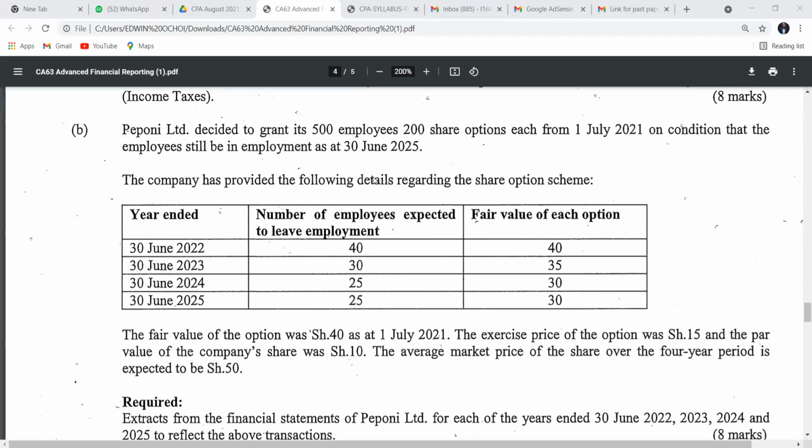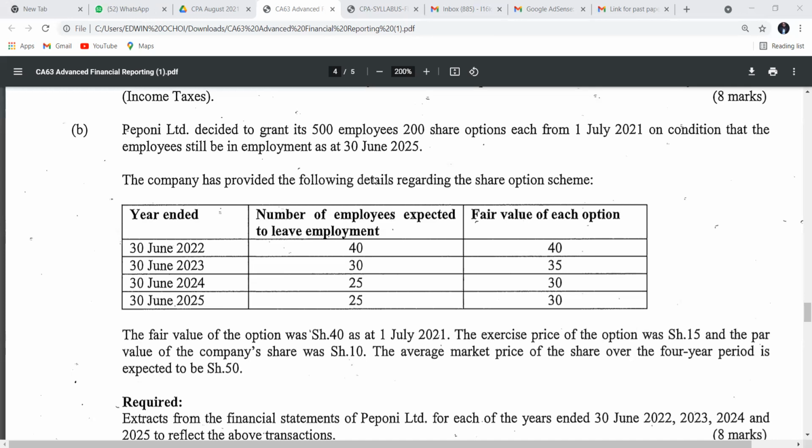We continue. The company has provided the following details regarding the share option scheme. We have the year ended 30th June 2022, and the number of employees expected to leave by 30th June 2022 is 40. The fair value of each option is given. For the period from 2022 to 2025, even the number of employees expected to leave is provided. Then they said the fair value of the option was shillings 40 as at 1st July 2021.